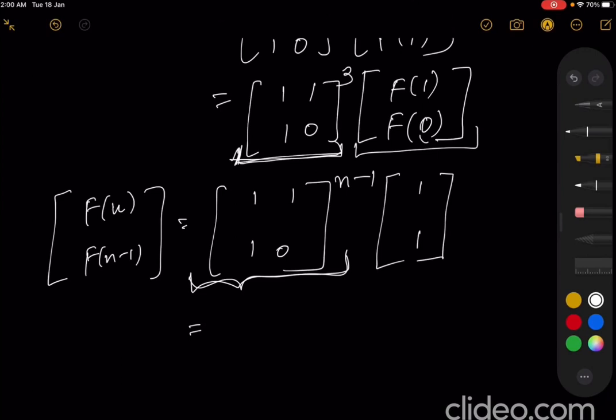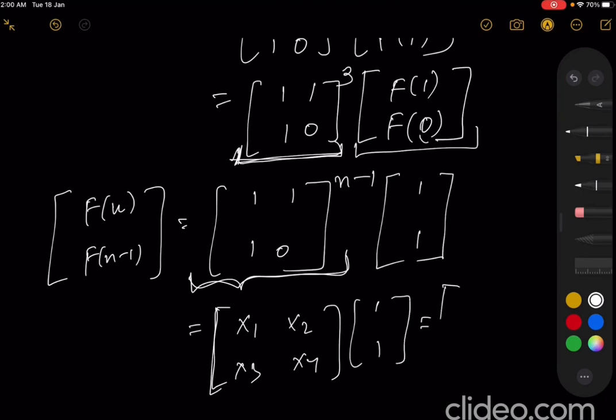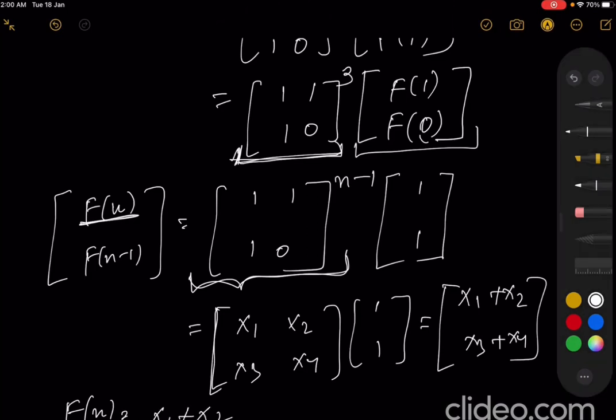So what we can do is just calculate the power of this matrix. Let's say after calculating the power of this matrix, it looks something like this: x1 x2 x3 x4, multiplied with 1 1. Now if you multiply them together, you will get x1 plus x2 and x3 plus x4. Since we are just interested in the first element, f of n will be equal to x1 plus x2. So what it means is that we will calculate the value of the matrix 1 1 1 0 raised to the power n minus 1, and just sum the values present in the upper row. By summing them together, we will get our f of n.